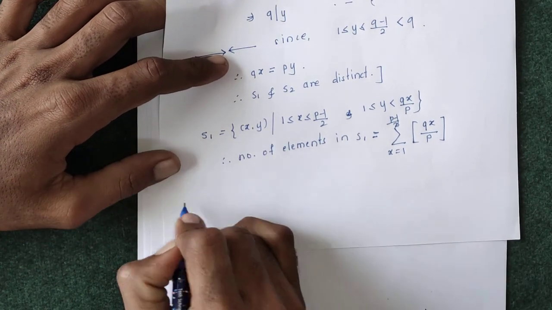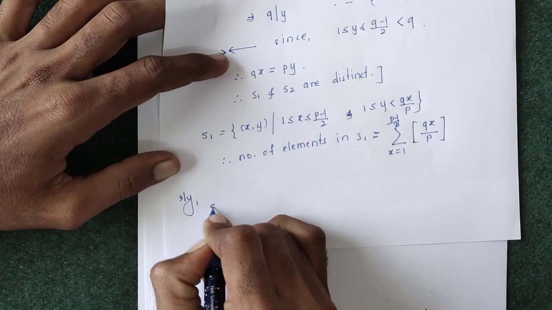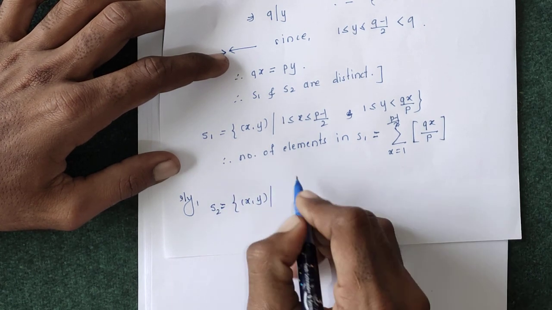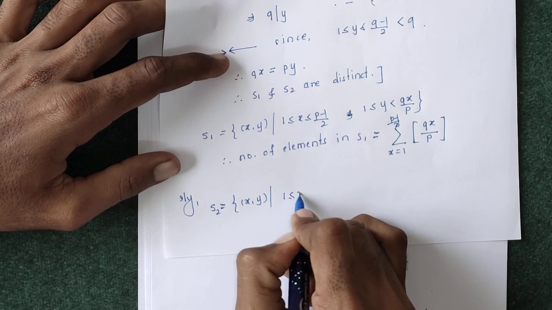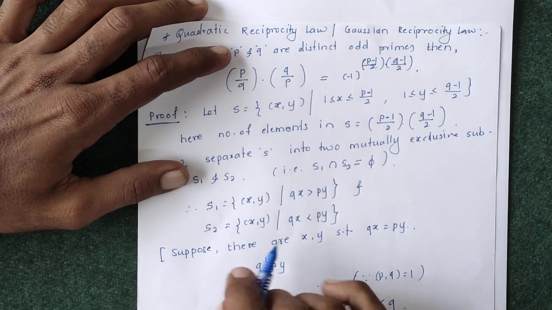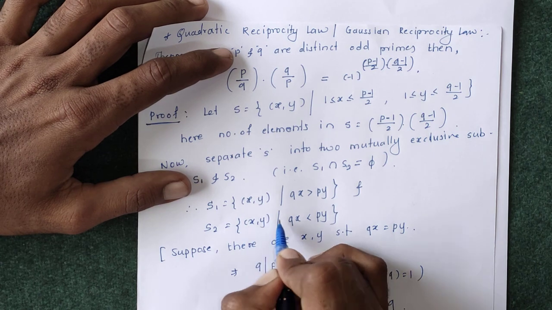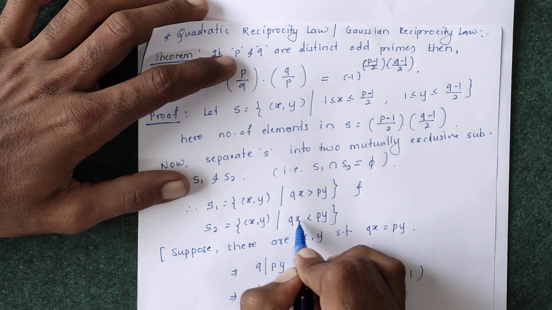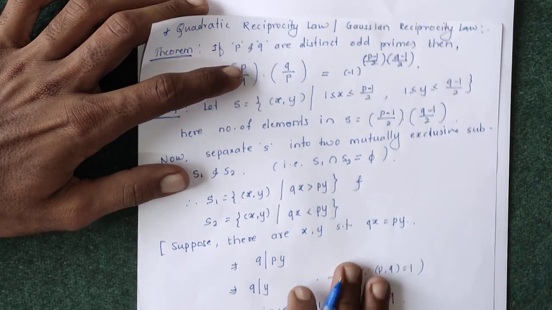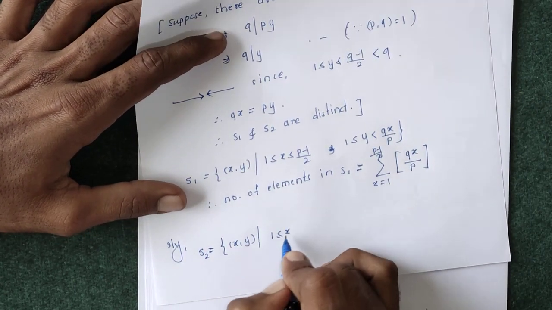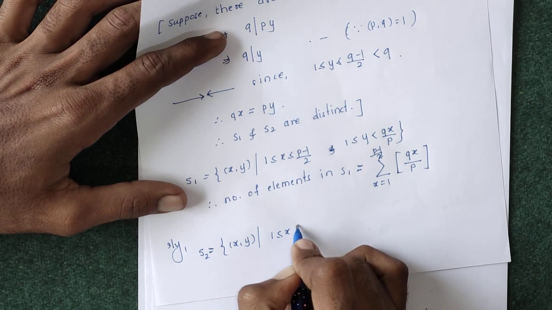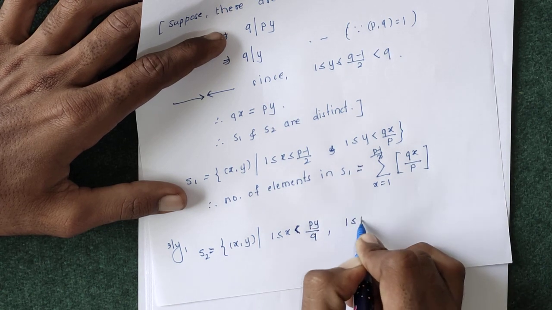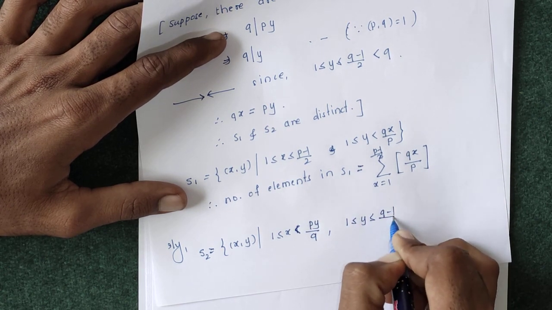Now similarly, we can rewrite S2 as the set of ordered pairs xy such that Qx is less than Py. So we can write x is less than Py by Q. So for the values of x we have 1 is less than or equal to x, less than Py by Q, and the values of y are 1 to (Q minus 1) by 2.